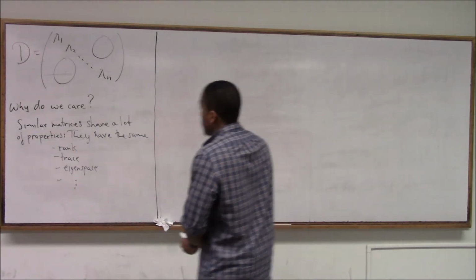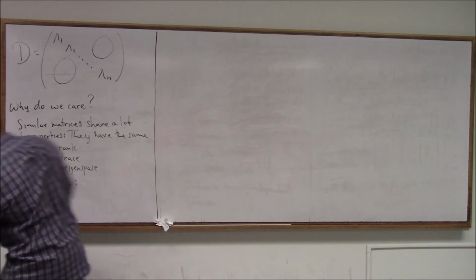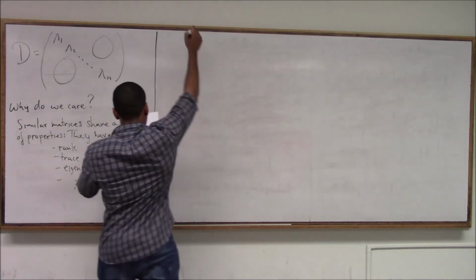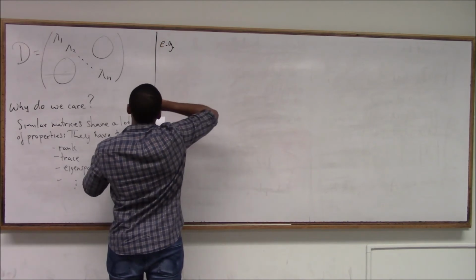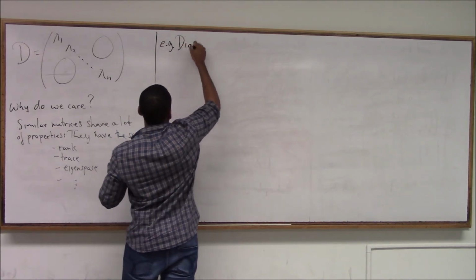So here's the example. It's the same matrix as before. So it could be something like this. So the problem could be something like: diagonalize A.